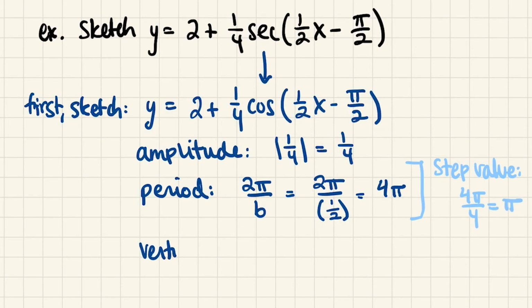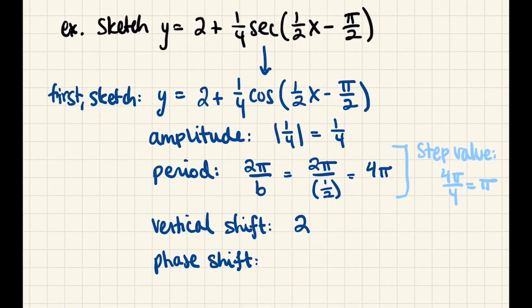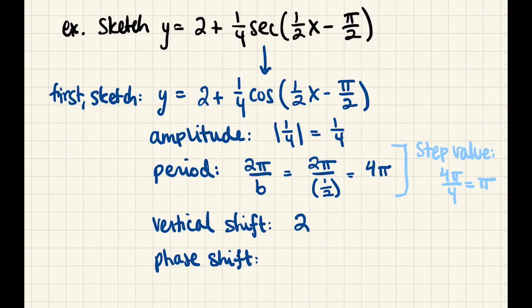Our vertical shift is 2 units up, so that's the location of the baseline of the wave. And the phase, or the horizontal shift, is, again, not pi over 2, which is a common mistake here. Remember, we need to factor the coefficient of x out of this. So if we factor 1/2, we're going to get x minus pi. So this has a phase shift of pi units to the right.